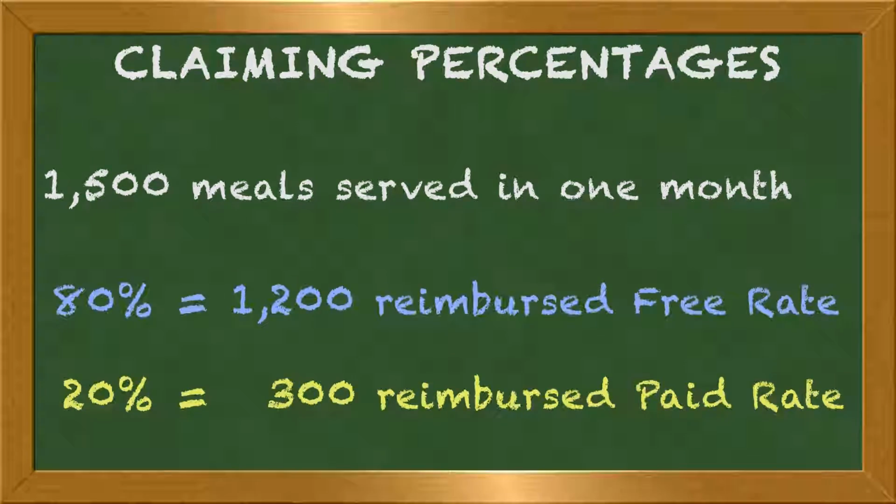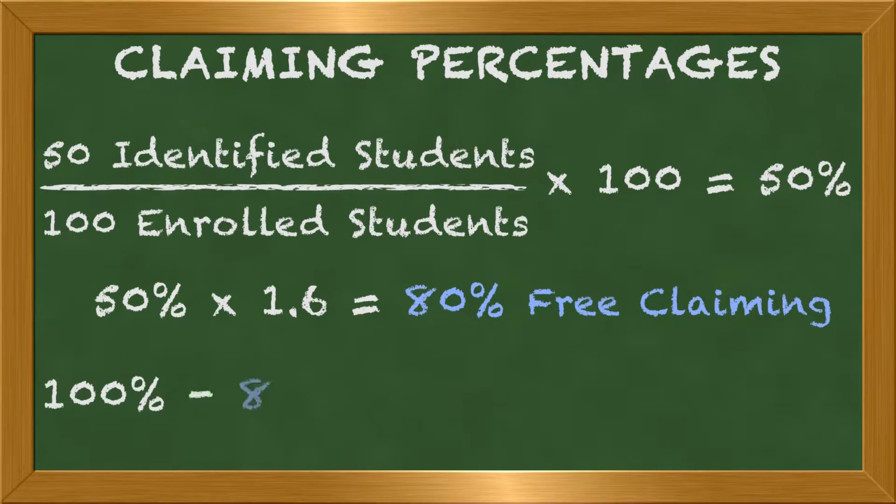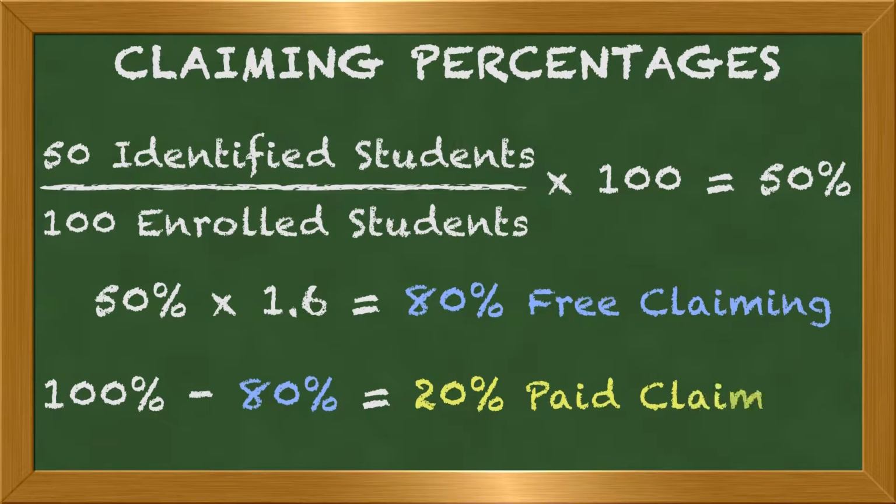And you do not get to claim all your meals in the free category. You take your identified student percentage times that factor, like 1.6, and whatever that number is, let's say it's 80%, you claim 80% of your total meals at the free rate for reimbursement, and then the remaining 20% at the paid rate for reimbursement. That seems to be the biggest misconception, thinking that all meals are claimed at the free rate, and they're not.